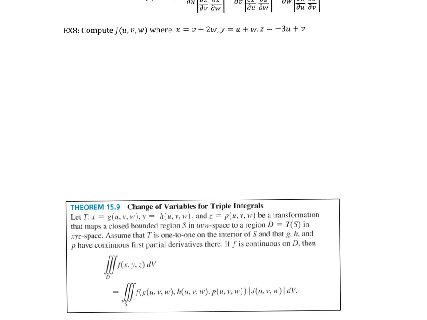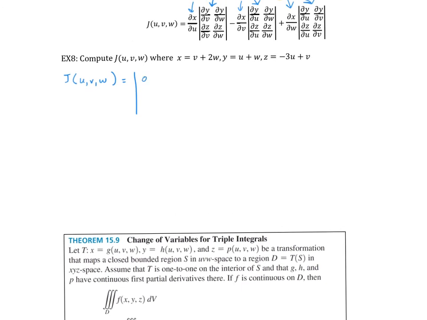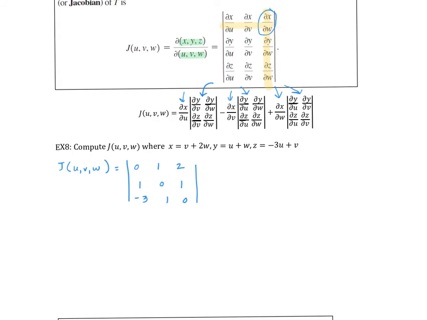Let's see, we have x is equal to v plus 2w, y is equal to u plus w, z is equal to negative 3u plus v. If I were to compute the Jacobian with respect to u, v, w, it's going to be 0, 1, 2, 1, 0, 1, negative 3, 1, 0. Let's see. So going back, it's the partial of x with respect to u, which is 0, partial of x with respect to v, which is 1, partial of x with respect to w, which is 2. So this is where I got the initial values, and now I'm going to use the formula below.